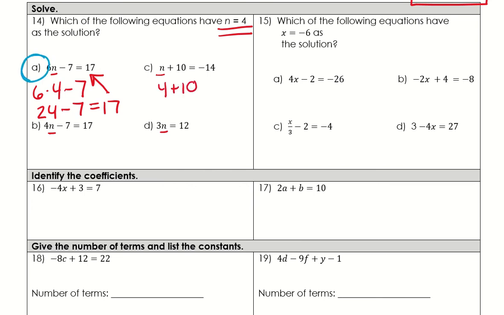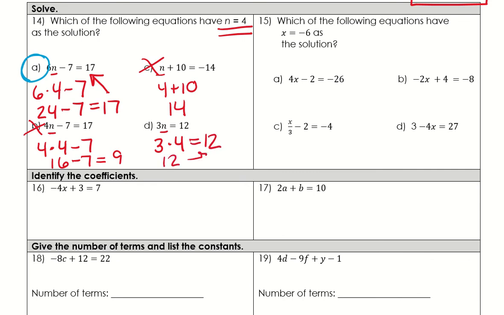4 plus 10 is 14, so C does not work. 4 times 4 minus 7, I get 16 minus 7, and that equals 9, so that does not work. And last but not least, I have 3 times 4 equals 12. So 3 times 4 is 12, which is exactly what I want. So D does work.